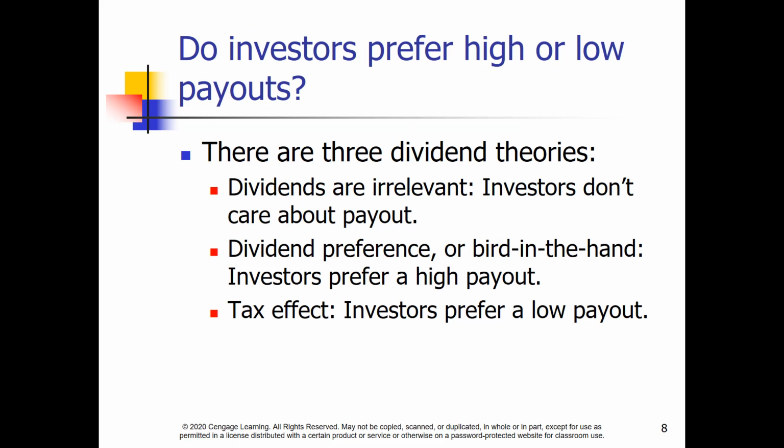The question of what investors want in terms of dividends has been revisited time and again. The three overriding theories are shown on this slide, and we'll look at each in turn. Dividend irrelevance was demonstrated by Miller and Modigliani in 1961. Dividend preference, the bird in the hand theory, was promoted by Gordon 63 and Lintner 64. The tax effect is a more recent theory related to domestic tax policy.